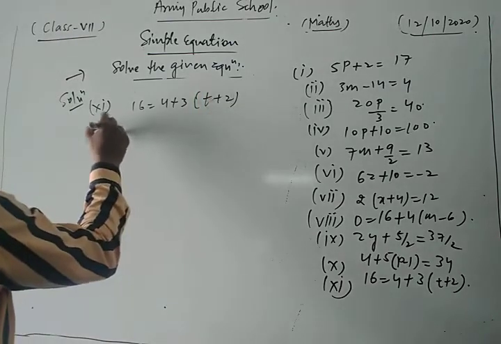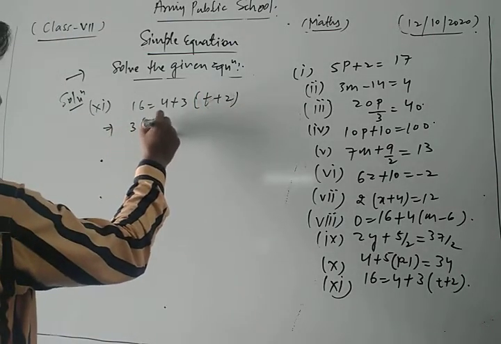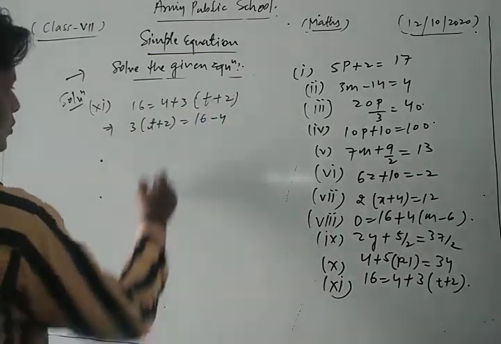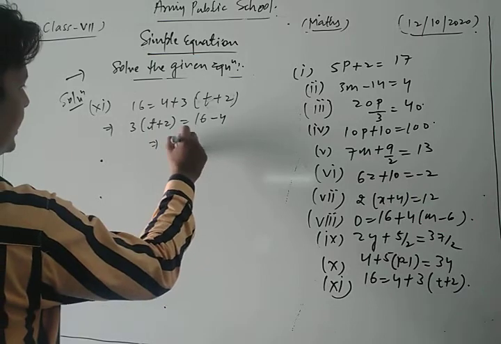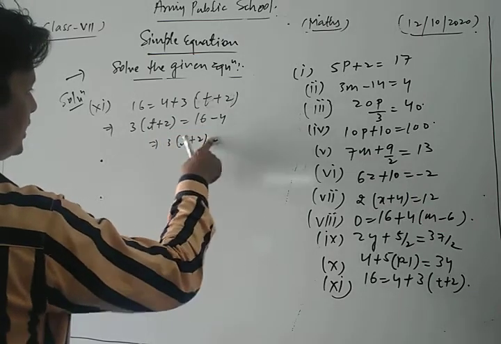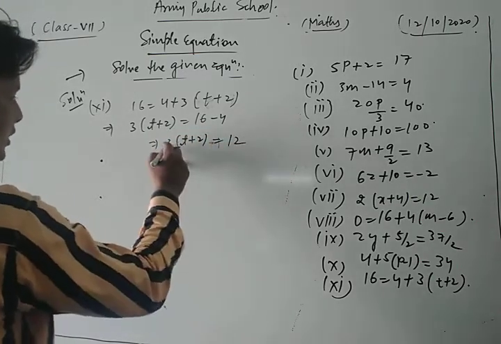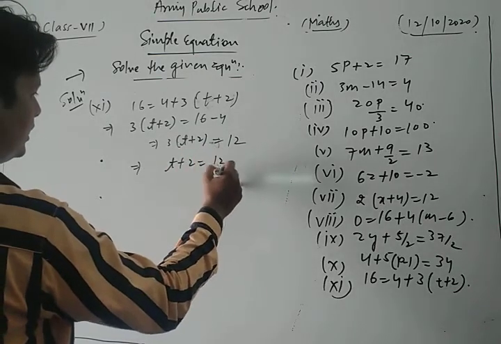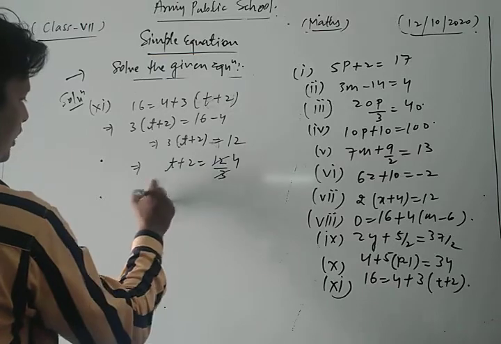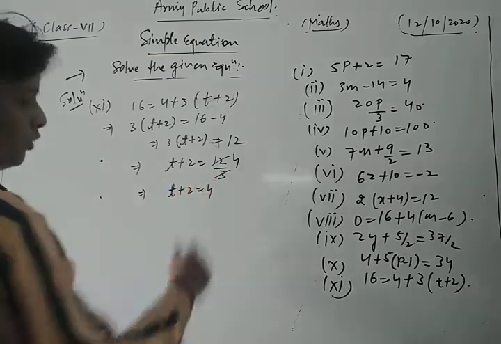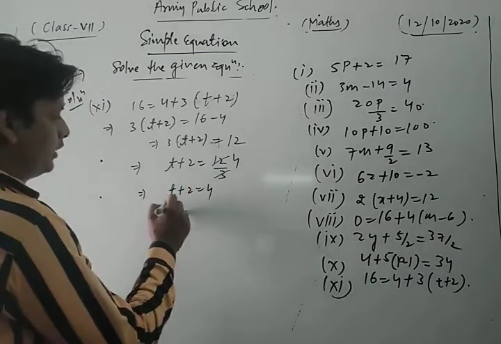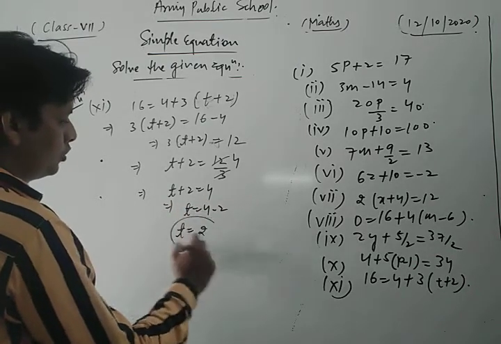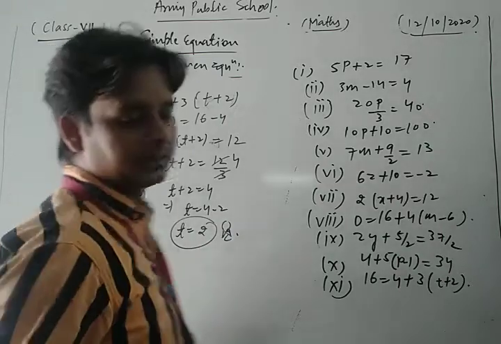Now look, first of all we write this question in this way. 3 into t plus 2 is equal to 16 minus 4. Transfer that side. So we get 3 in bracket t plus 2 is equal to 16 minus 4, that is 12. Now we transfer 3 to that side. So we get t plus 2 is equal to 12 by 3. 3 fours are 12. So the value of t plus 2 is equal to 4. Okay, now we get t is equal to 4 minus 2, that is the value of t is 2. So this is our required answer.